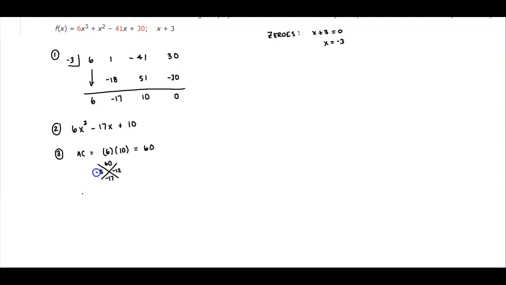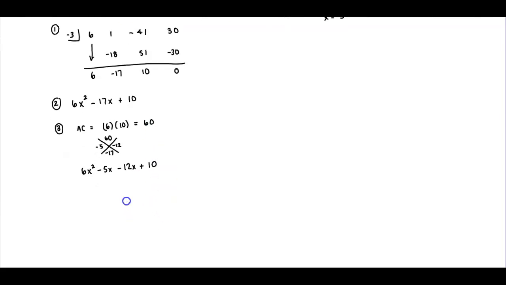So now we're going to write, we have the first term, which is 6x squared, and then using these as the middle two terms, minus 5x minus 12x, and then the last term is plus 10. Okay, now we're going to factor by grouping. So what can we factor out of the first two terms? We can factor out an x, and what's left is 6x minus 5, which means we should get the same thing on this side, 6x minus 5.